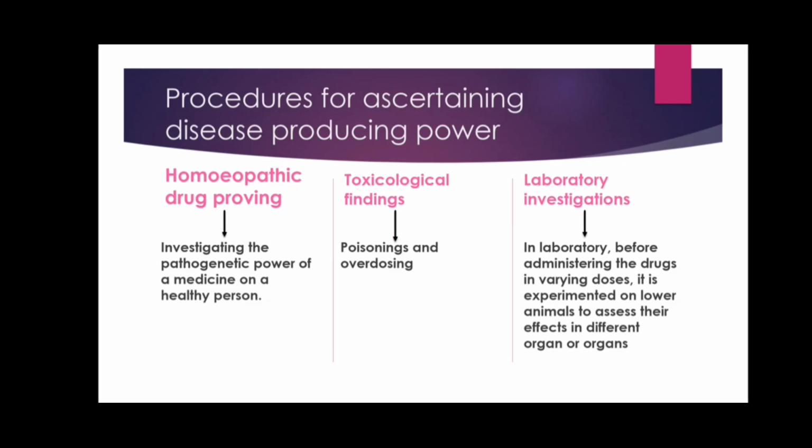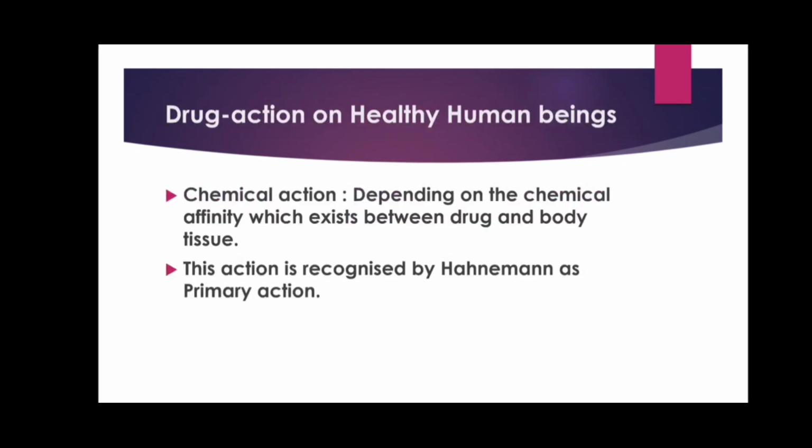First one is homeopathic drug proving, investigating the pathogenic power of a medicine on a healthy person. Toxicological findings are poisonings and overdosings. And coming to laboratory investigations, in the laboratory, before administering the drugs in varying doses, it is experimented on lower animals to assess their effects in different organ or organs, and the other's drug action on human beings.